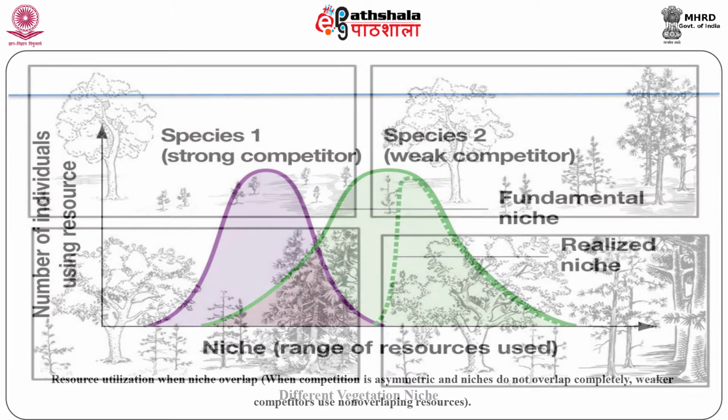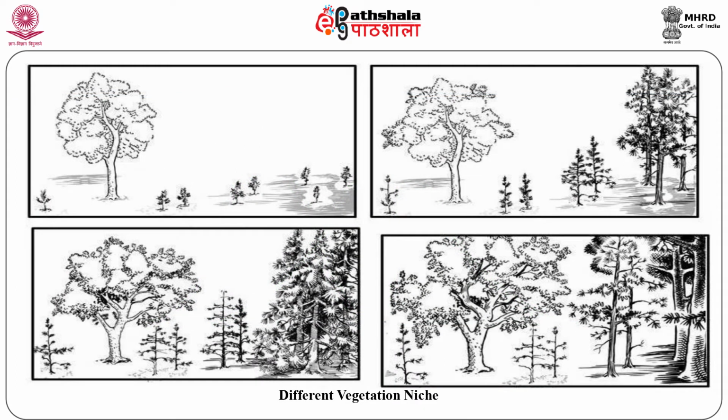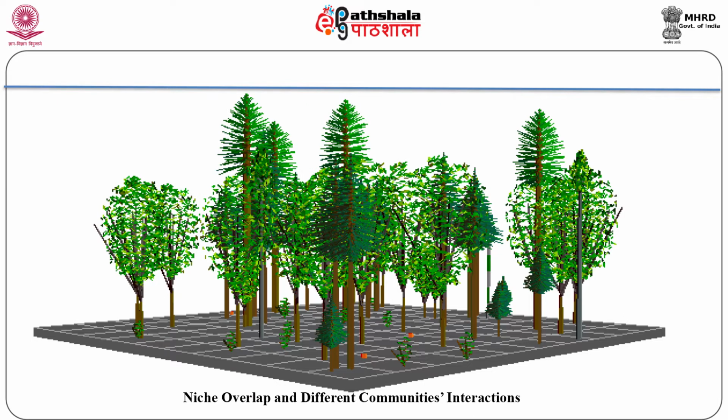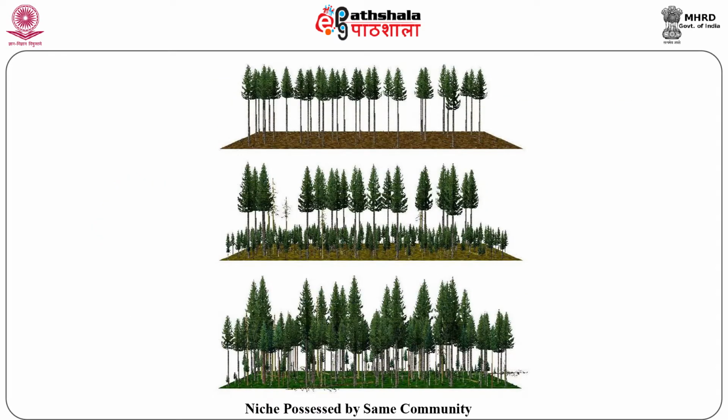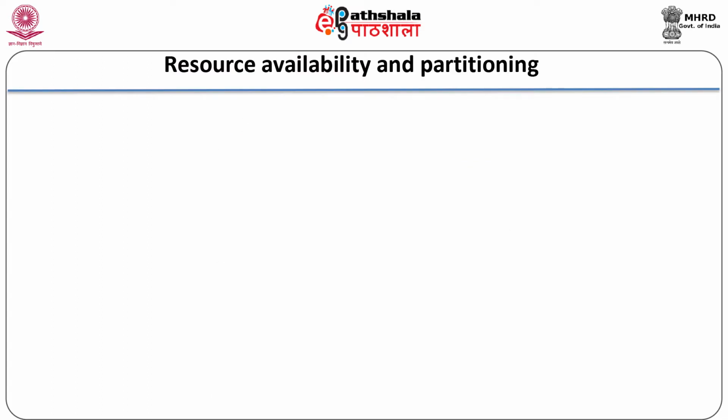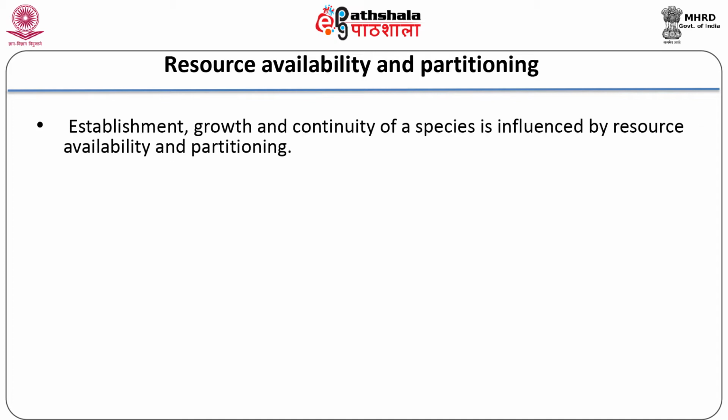this picture. In this slide, we can see the different vegetation niches. This particular slide shows the niche overlap and different community interactions. The slide shows the niche possessed by the same community. Now we will talk about resource availability and partitioning. Establishment, growth and continuity of a species is influenced by resource availability and partitioning.